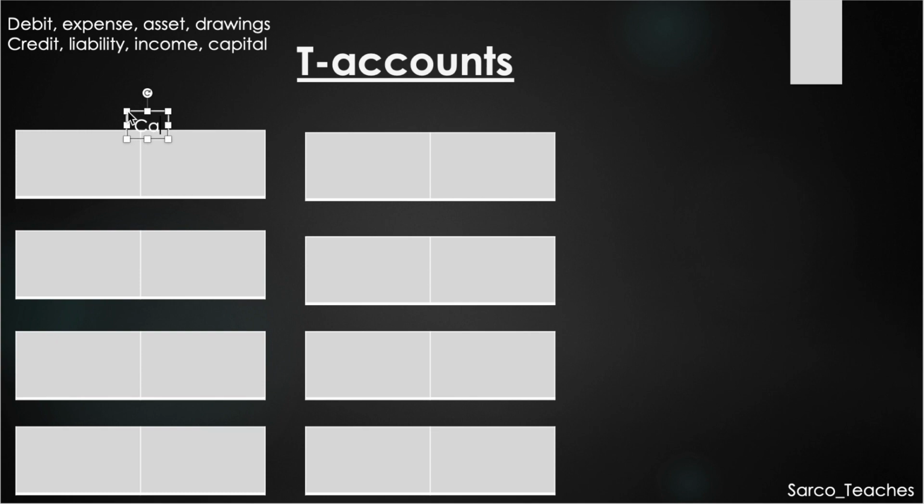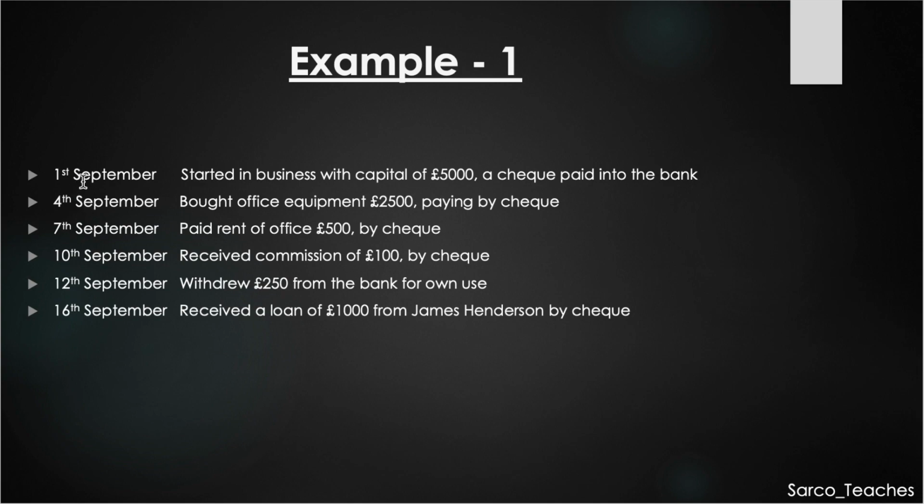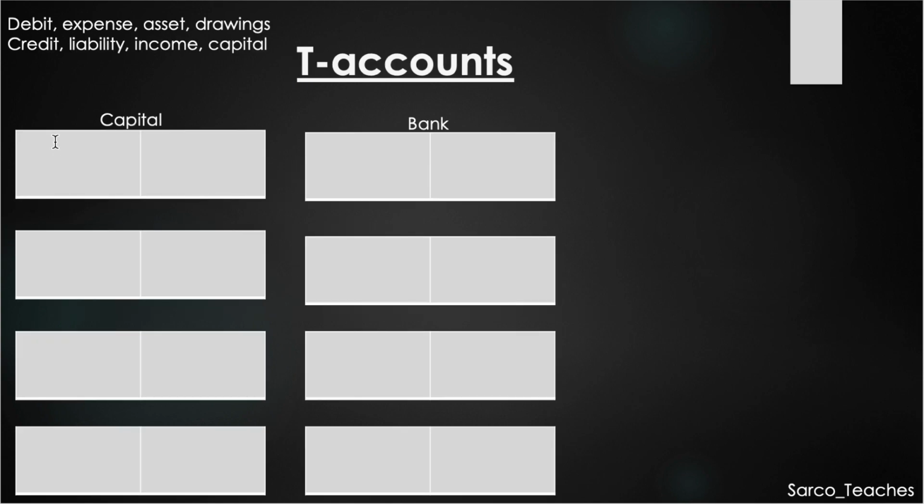So since we know both of the T accounts, we can now open them both up by putting the title above their T accounts, capital and bank. So now we've done that, we have to write the date, detail, and amount. So we go back, it says 1st of September, that will be our date. Okay, so now we have to put it into the T accounts. You might be wondering which side of the T account to put it on.